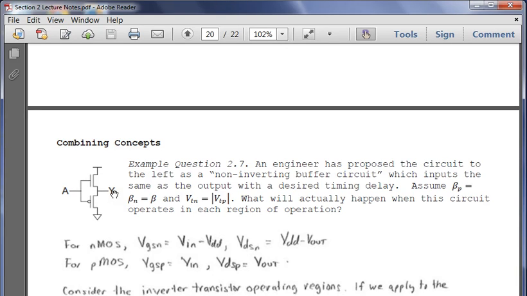So we've assumed that the beta ratios are the same and that the threshold voltage for Vtn is equivalent to the absolute value of the threshold voltage of the PMOS transistor. Now, the benefit of this theoretical circuit would be the delay. But what happens when the circuit actually operates in each region of operation?